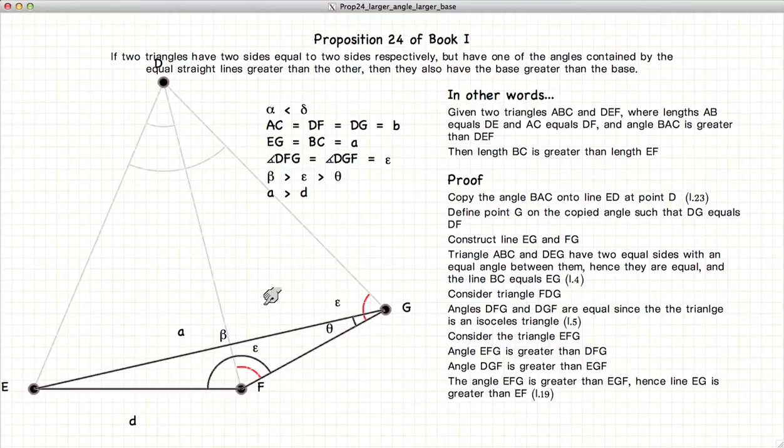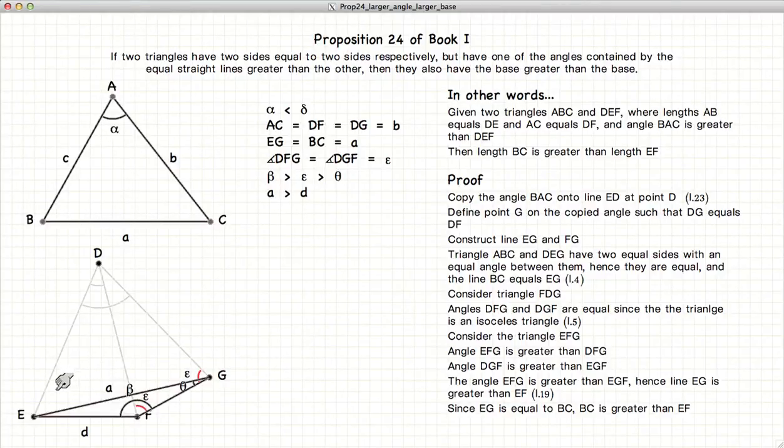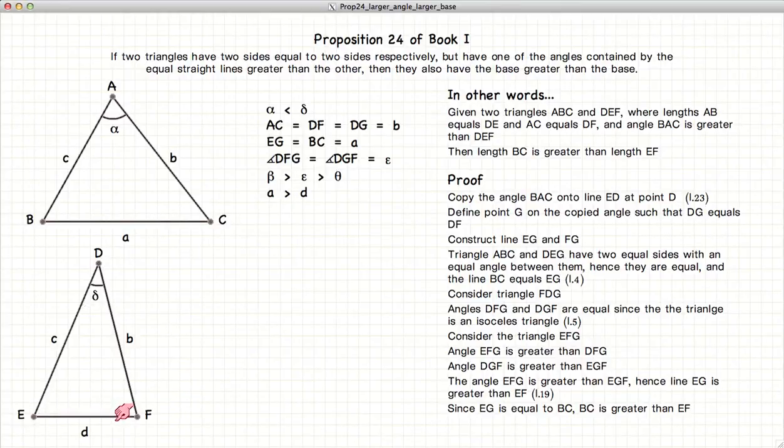So according to Proposition 19, the side of a triangle that is opposite the larger angle, beta being the larger angle, EG being the side opposite, will be larger than the side EF opposite the smaller angle, theta. So EG is larger than EF. Going back to our original drawings, we have EG is larger than EF, but EG is equal in length to BC, so BC is larger than EF.